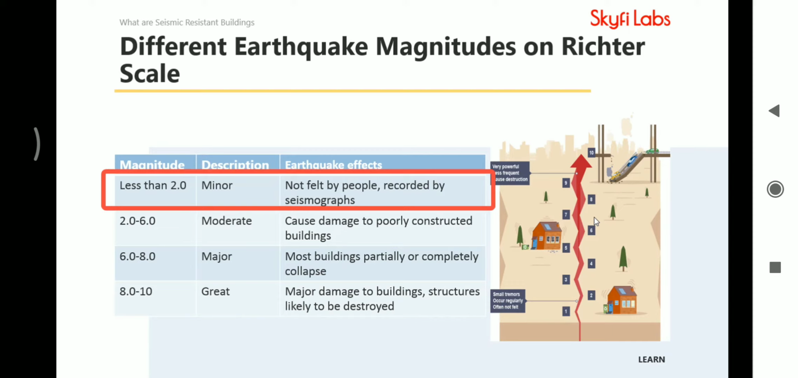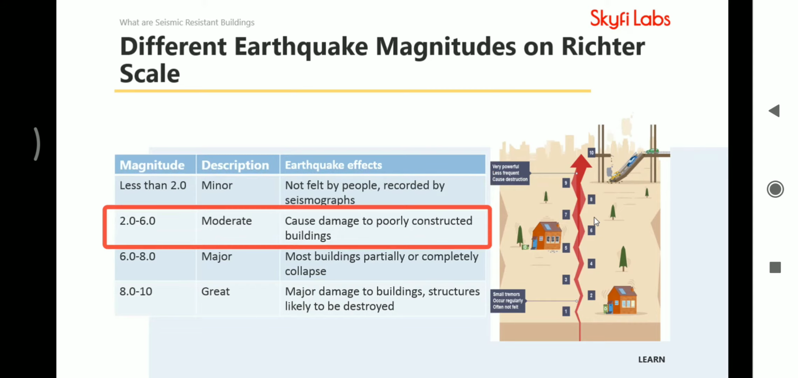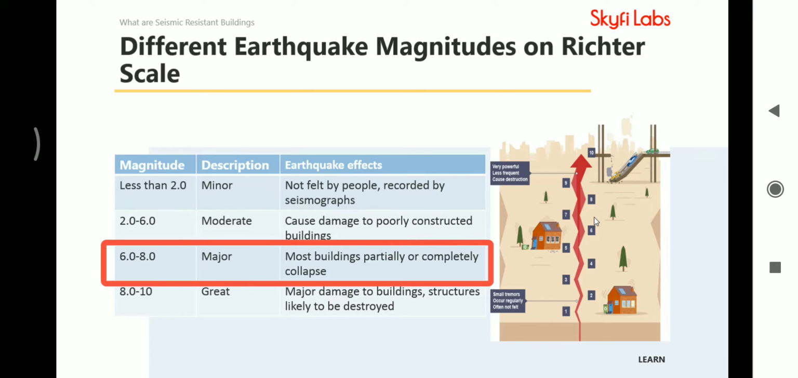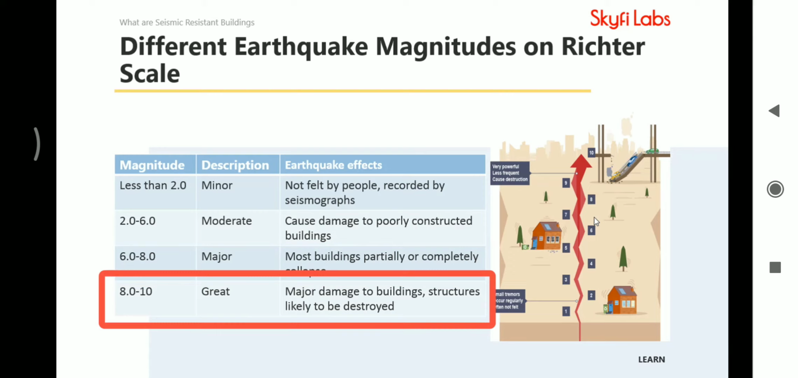If the magnitude is less than 2, people will not feel these effects. We can only detect them by measuring with the help of seismographs. Poorly constructed buildings will be damaged if the magnitude ranges between 2 to 6. If the magnitude is between 6 to 8, then most buildings would partially or completely collapse. Above that, the buildings will be subjected to greater damage, and they are likely to be destroyed.